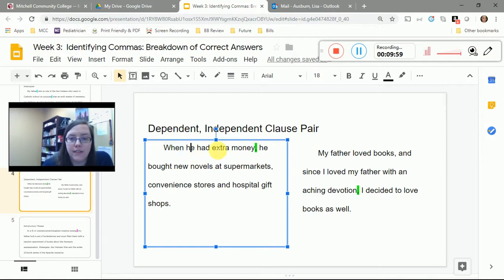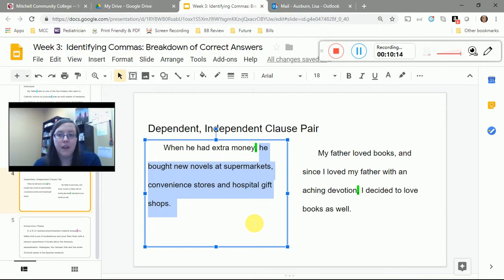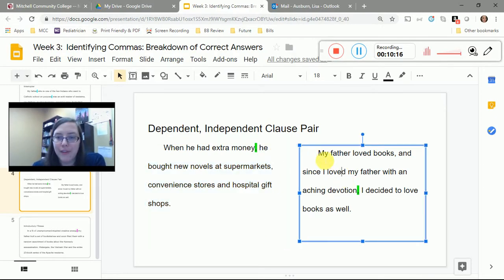So in this instance, we have a dependent clause, subject and a verb, and then we have our independent clause. He bought new novels at supermarkets, convenience stores, and hospital gift shops. That could be its own sentence. That's an independent clause. We have another example, and this is probably one of the trickiest sentences in the whole paragraph that we looked at, because we have 3 clauses here. So let's identify each one, and then we can figure out which comma needed to be highlighted in that sentence if we're looking at a dependent-independent clause pair.